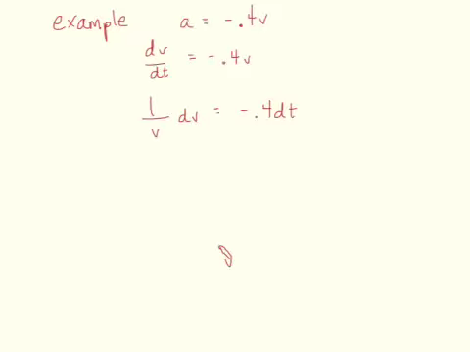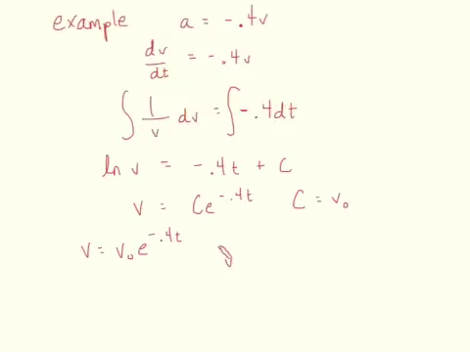Alright, so let's say we have an example with a equals negative 0.4 v, then dv over dt equals negative 0.4 v, and 1 over v dv equals negative 0.4 dt. And then I'm going to integrate both sides and get my equation for velocity as a function of time. So we end up getting that v equals v naught e to the negative 0.4 t, which is what we'd expect looking at what we did just a minute ago.